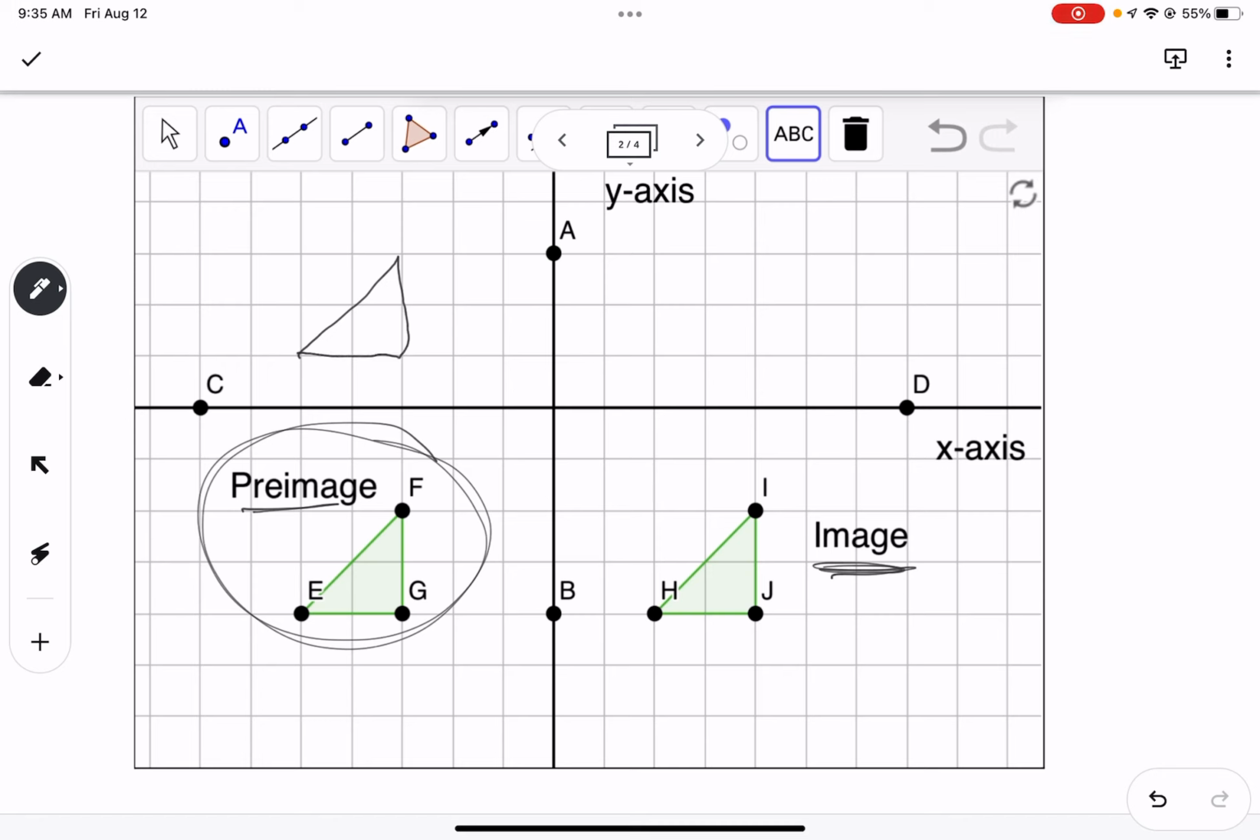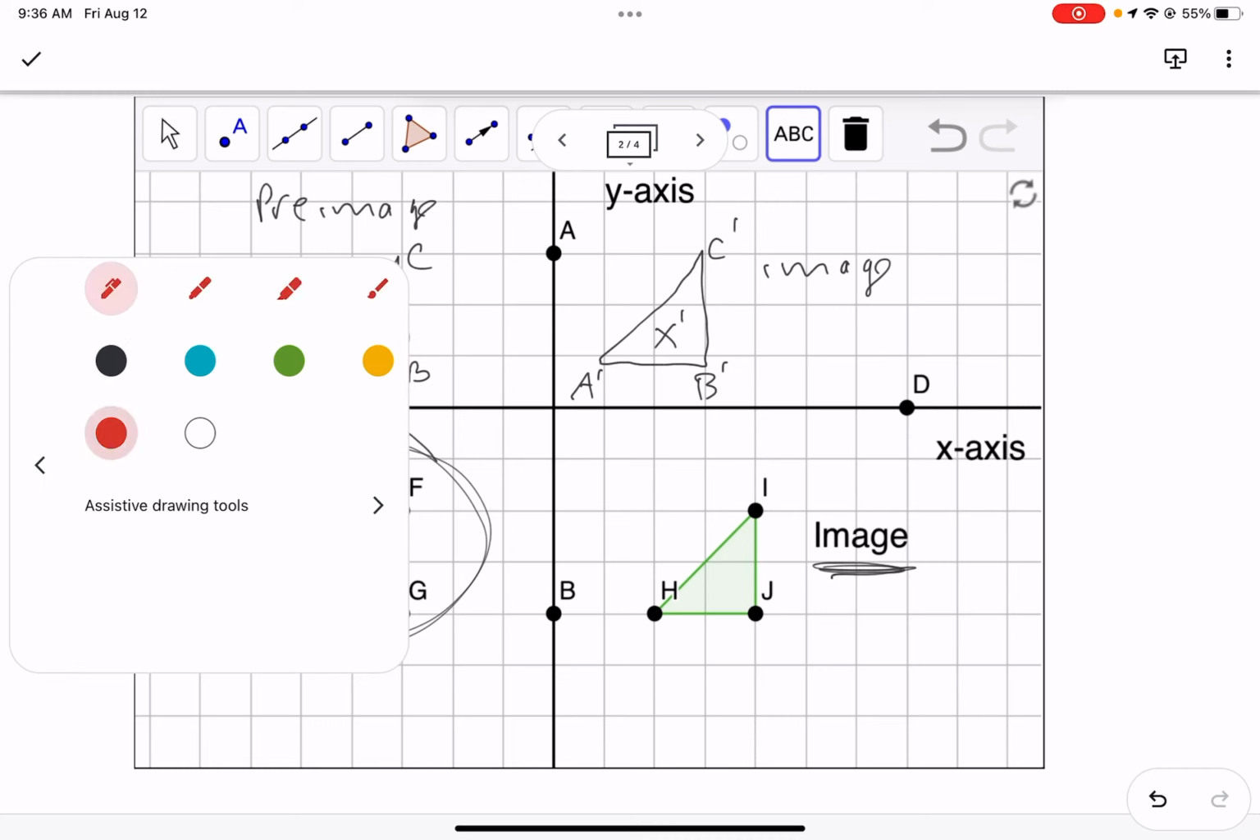So for example, if this was my pre-image, it might be labeled A, B, C, and then maybe its image is labeled A prime, B prime, C prime, because A, B, and C underwent a transformation and became new. So we refer to it also as the prime figure. You could even name a figure. Maybe this is figure X, this is figure X prime. So you might see those when you're working on this.